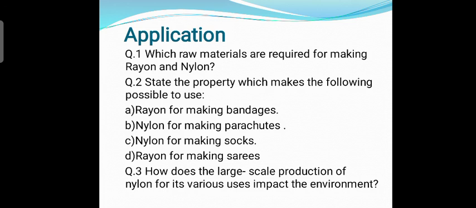Rayon for making saris, again the same reason, it drapes well, it feels comfortable, it is soft, so it is used for making saris. How does the large scale production of nylon for its various uses impact the environment? Just now we saw that nylon is made from coal and petroleum, and as these are non-renewable natural resources, so these are impacting our environment in a bad way.